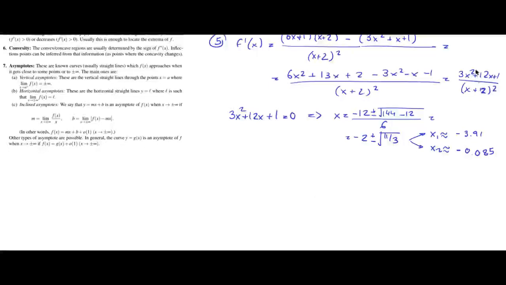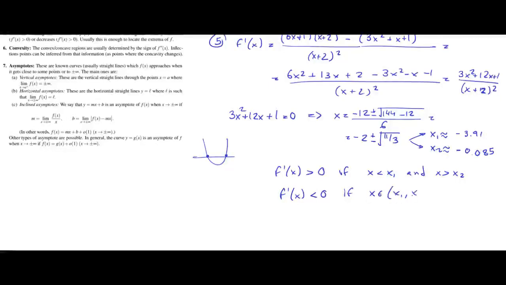Now, the derivative is a positive parabola, so f prime is going to be positive if x is smaller than x1 or x is greater than x2, and negative if x is between x1 and x2. So this is increasing up until you get to x1, so that is a maximum. Then it's decreasing up until you get to x2, and after that it increases, so this is a minimum.